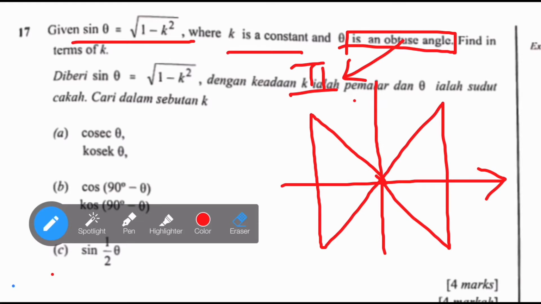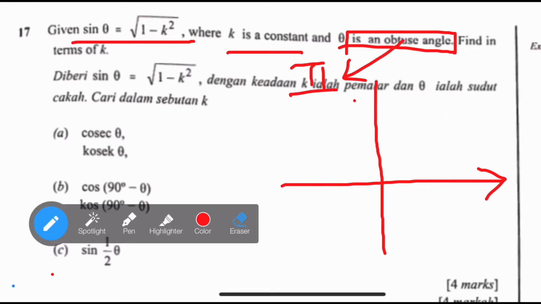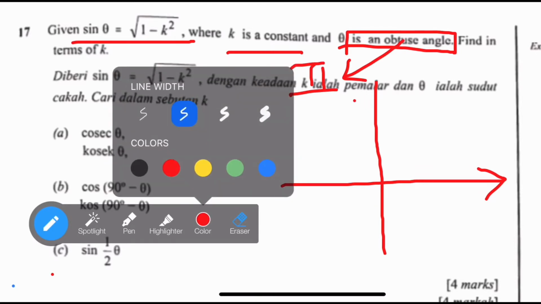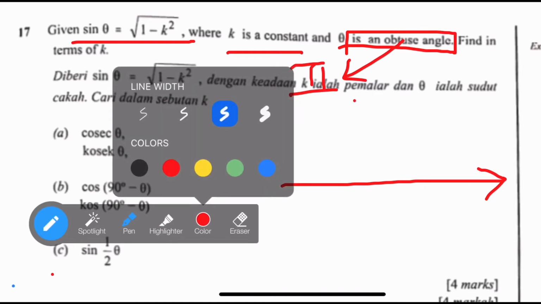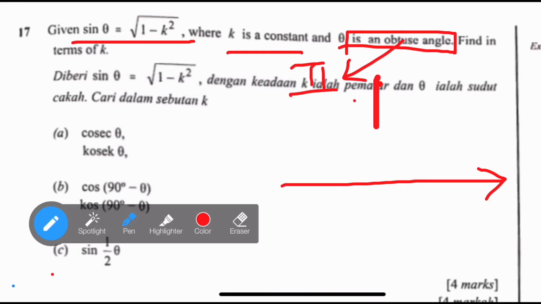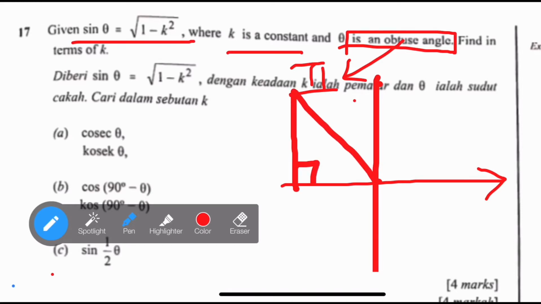Today I want to discuss trigonometry. This is a question that many students actually try to avoid. Try to go for trigo, alright? Actually, it's not so tough, and it's more on theory. Let's see. You are given sine theta equal to square root of 1 minus k square.